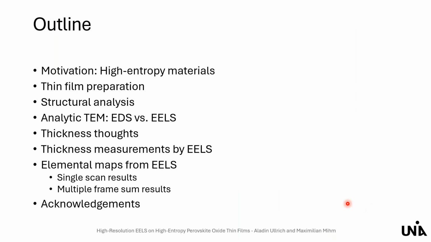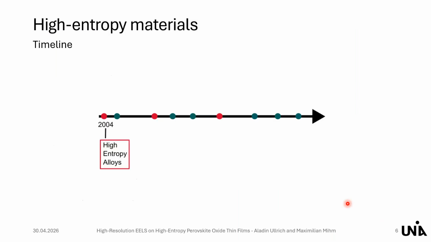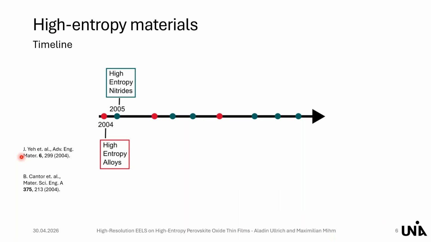So let's get started with the first timeline, I would say. Back in 2004, the high entropy concept started with high entropy alloys. These two people, Cantor and Yeh, brought the high entropy concept to the alloys. Then only 1 year later, the high entropy nitrides were first synthesized. Then 10 years later, the first high entropy oxide was synthesized by Rost.